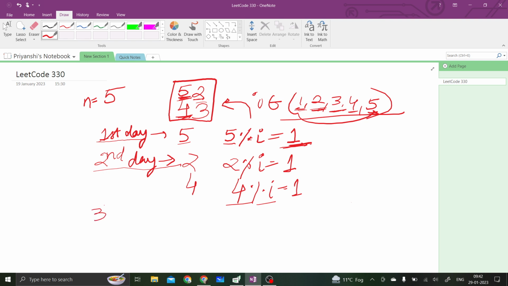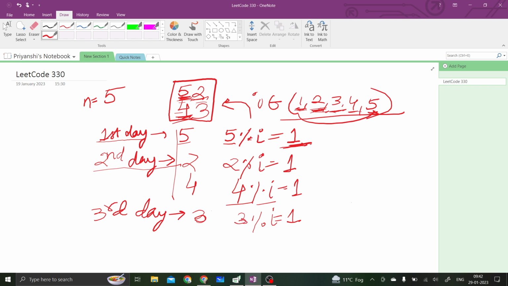Then we will move on to the third day. On the third day, we will take all the numbers on the board. Now 5, 2 and 4 we are already done with, so we are left with 3. There is no need to check for 5, 2 and 4; we have already checked them. For 3, if you divide 3 by any number, for 1 it is not possible. For 2, yes, it is possible, but 2 is already on the board.